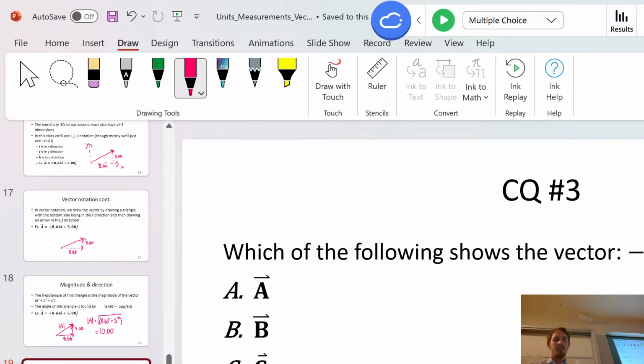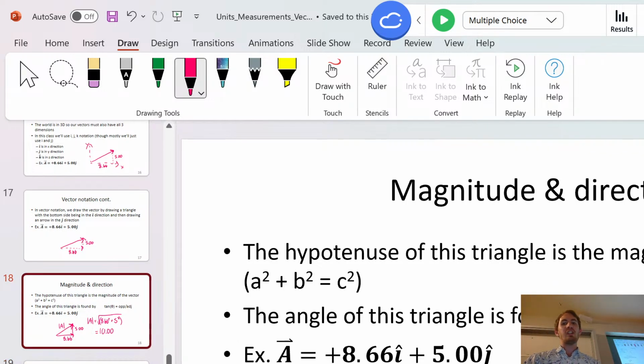All right. Oh, let's do that last part. I forgot to mention the last part. The angle. So we need the direction. We know how big the arrow is. We need to find the direction of it. We're going to use handy-dandy tangent.